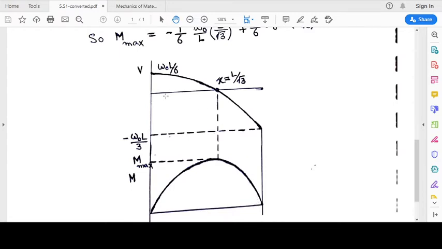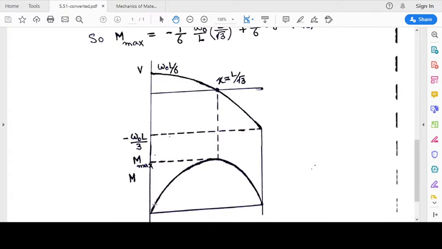Again, we know that dM by dx is equal to V. The slope of the bending moment curve is equal to the value of the shear force. In this region, the value of shear force is positive. It is maximum positive here, then it is decreasing and it becomes 0 here.